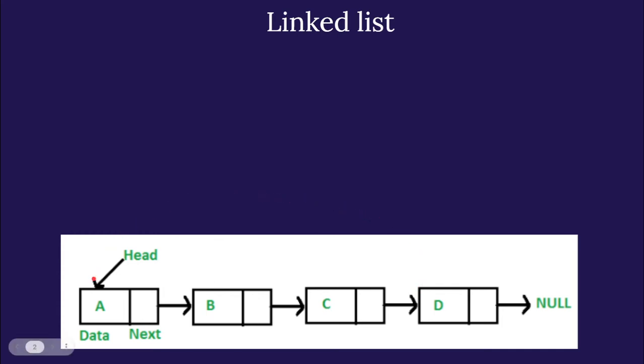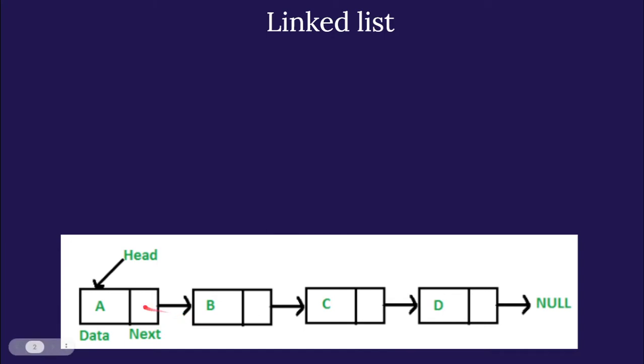Let us see the block diagram of this linked list. This is the way the linked list is represented in memory. Here the list always starts with the head and it ends with the null pointer. Every block is called a node, and this is another node, and this is another node. So it is a collection of nodes, a chain of nodes.